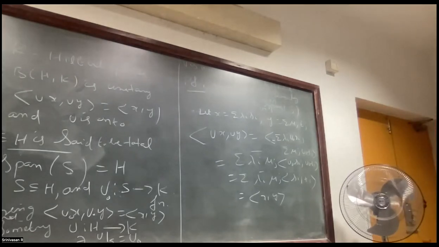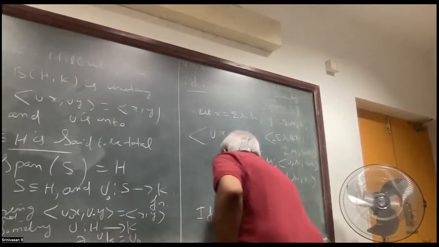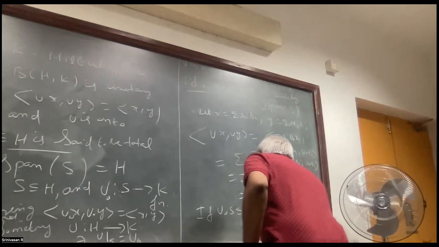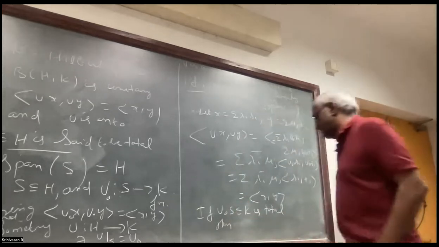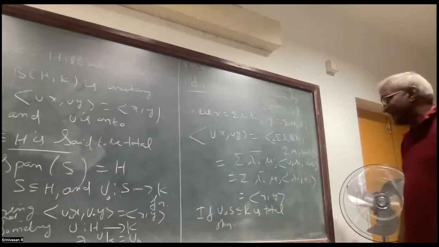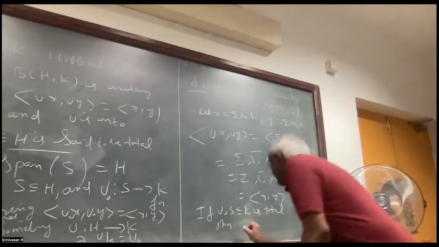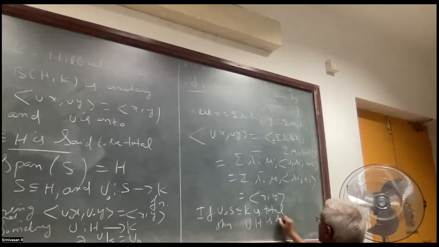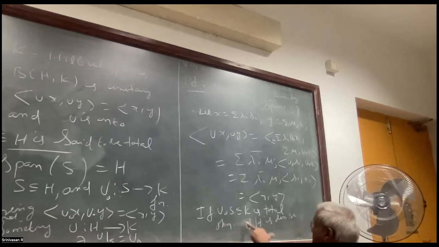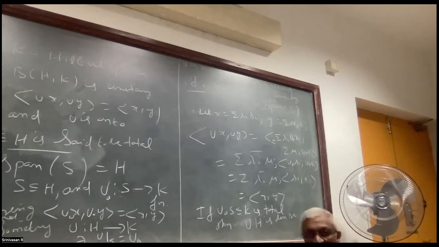So U naught S is total. So the range of U will be, if U naught S contained in A is total, then U of H is dense, because it's total. This is just the linear combination of this. So you can take UH is total. UH is dense there. Okay.